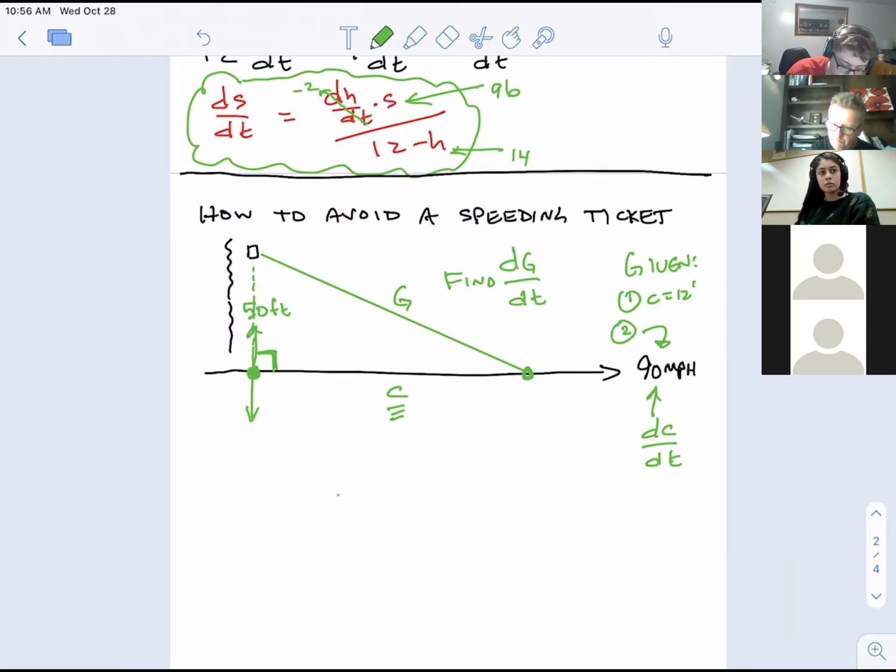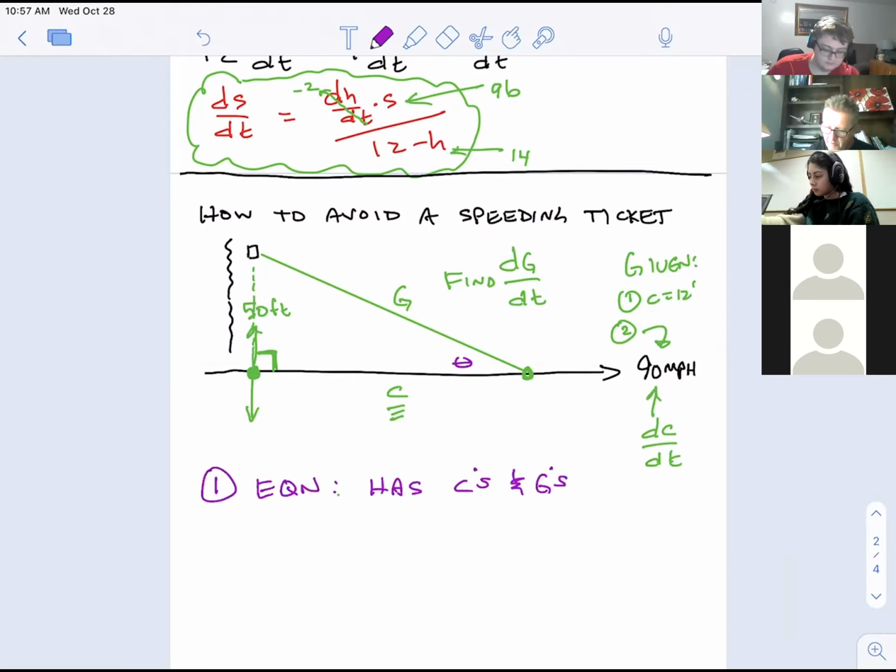All right. To survive this, we've got 3 things we've got to do. We've got to come up with some equation, in this case, an equation that has C's and G's. And as we said before, it could have other things in it. Like for instance, if I put theta in here, couldn't I say the cosine of theta is adjacent over hypotenuse? But that's got a theta in it, and I'd rather not have theta in it. So there's better equations than that.